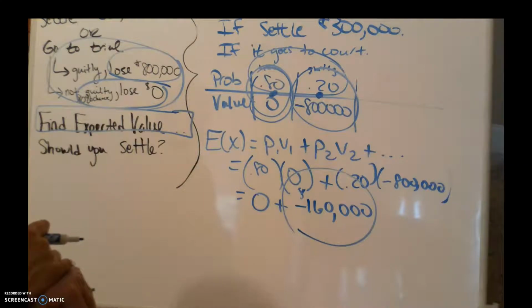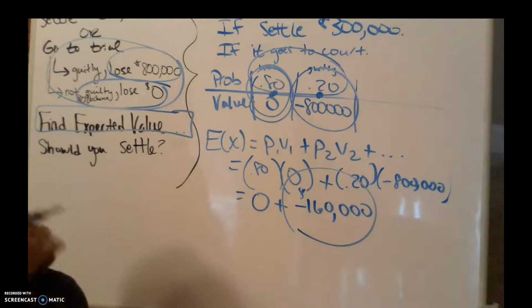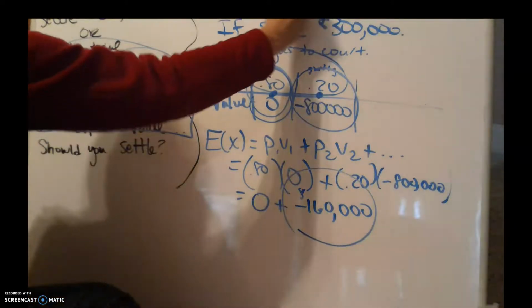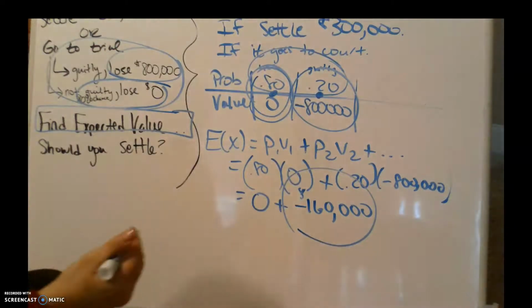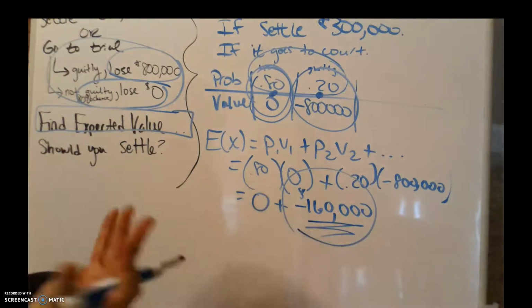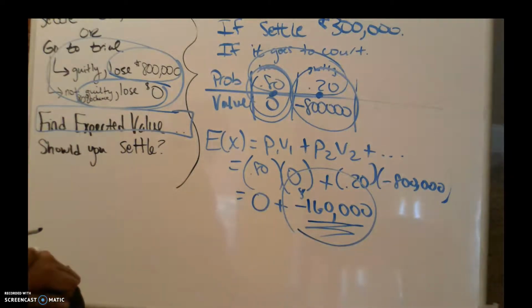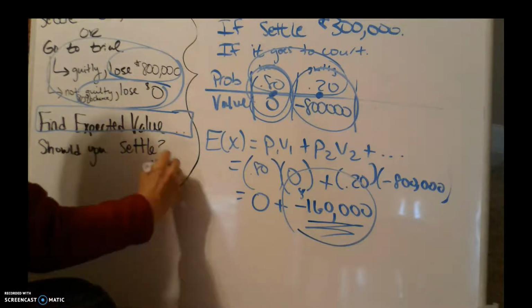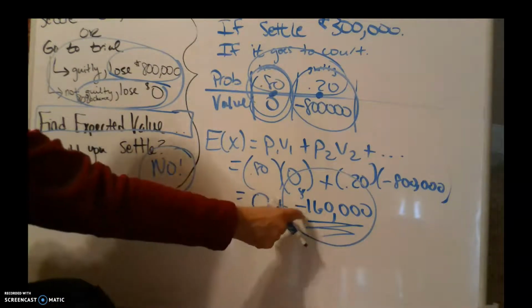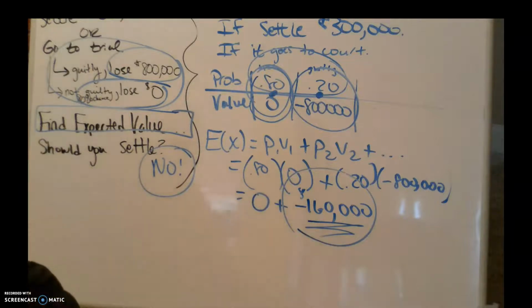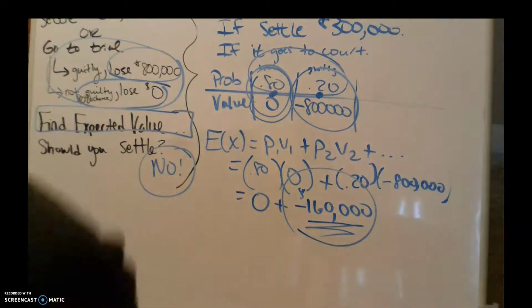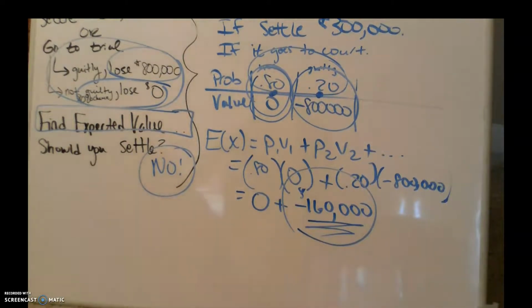So then the question is, if that's your expected value, should you settle? Well, if you settle, you're going to lose $300,000. If you go to court, on average, you would lose $160,000. So I would say no. The expected value is telling you that it would be better to go to court than to settle. All right, so we will do another example here in just a second.